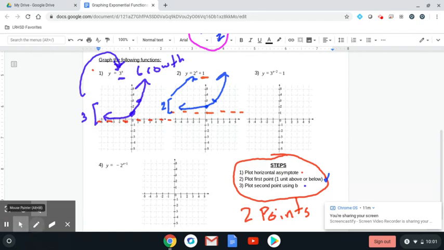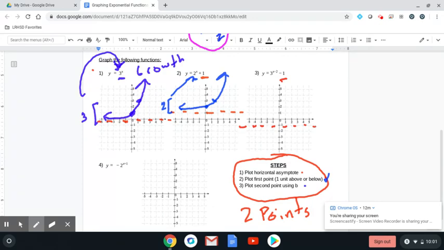All right, so let's look at 3. When you look at 3, again, you know you're working with a growth because my base number is a 3, which is definitely bigger than 1. So the first thing I want to do is plot my horizontal asymptote. I'm going to look at the very end. I see a -1. So that tells me that I'm going to go down 1, and that's going to be my horizontal asymptote. It's going through -1.